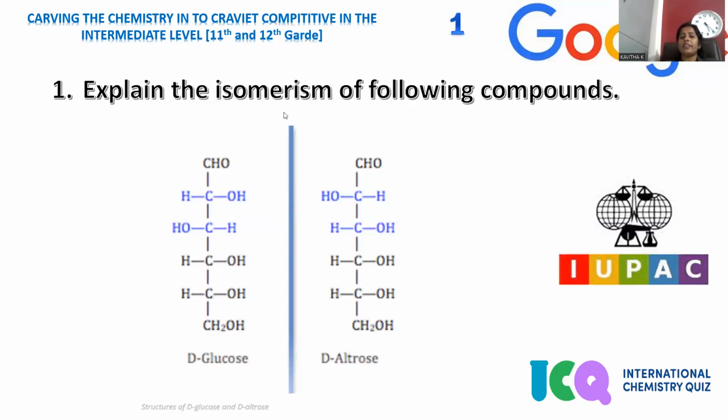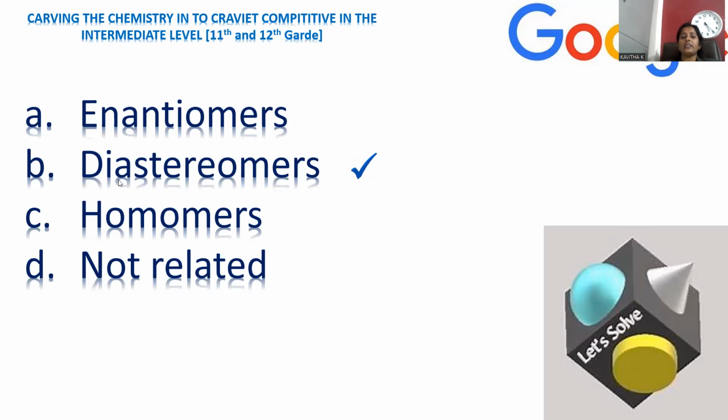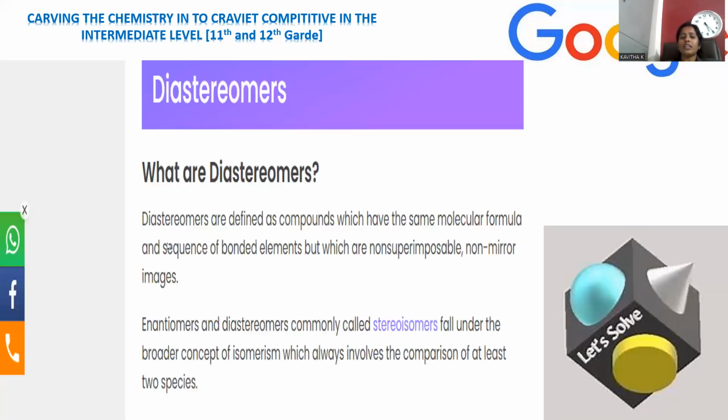Explain the isomerism of the following compounds. Two compounds are provided named as D-glucose and D-aldrose, where only the C2 and C3 carbons find a difference in the arrangement and everything else is exactly the same in both the compounds. Whenever these compounds are mentioned, the isomerism is regarded as diastereomerism and both are called diastereomers. Let's see what is meant by diastereomerism.